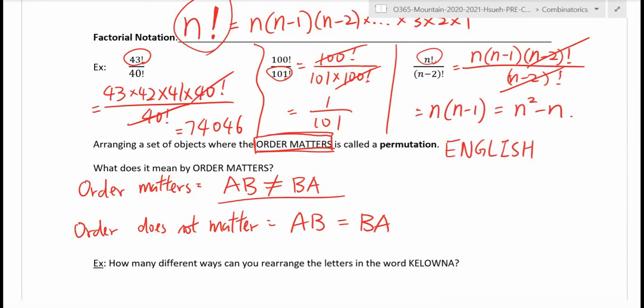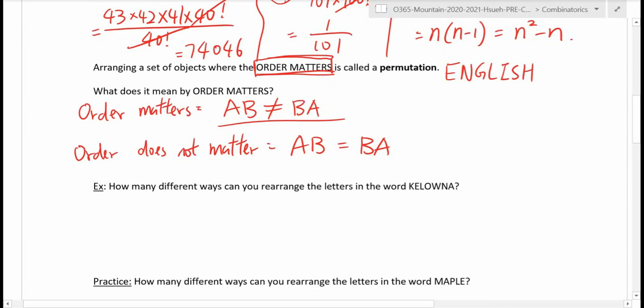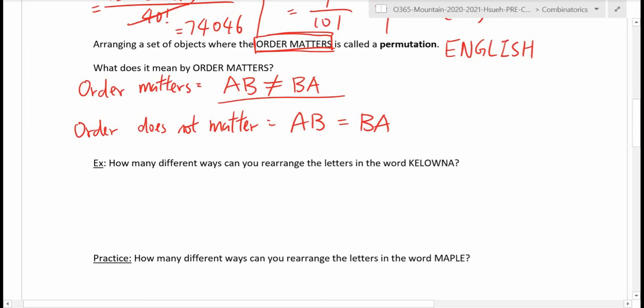So I'll show you some examples of what order matters looks like. Here's the example. How many different ways can you rearrange the letters in the word Kelowna? This is where the order is important, because this is definitely not the same as K, L, E, O, W, N, A. They are not the same thing, because how you pronounce it is different.